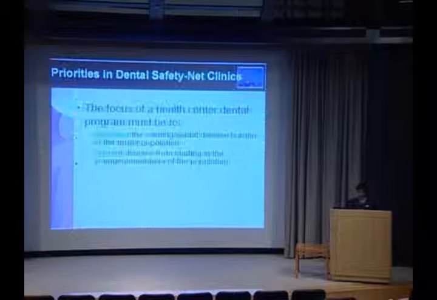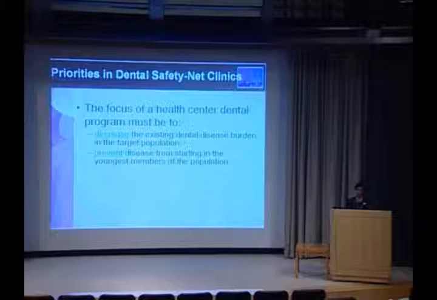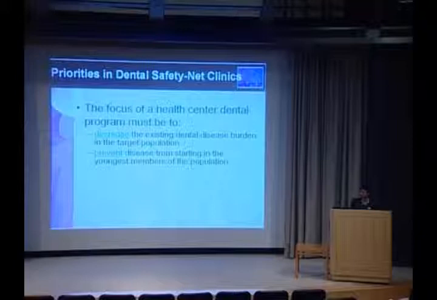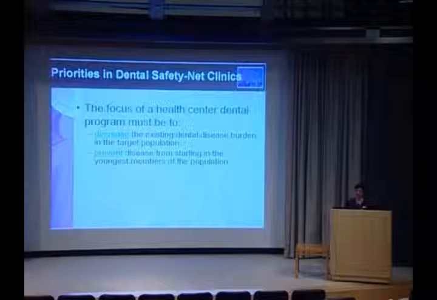The priorities of a dental health center program must be, first of all, very important, to decrease the existing dental disease burden in the target population, and to prevent disease from starting in the youngest members of the population. So they have to come up with strategies and programs which will prevent disease in younger children, like the use of fluoride varnish, which is now gaining popularity these days.